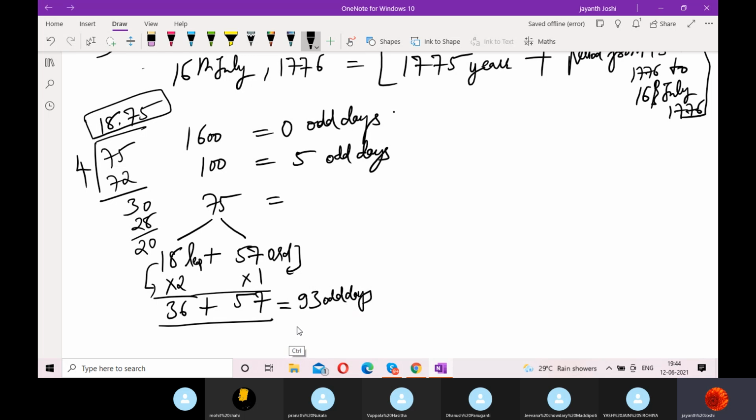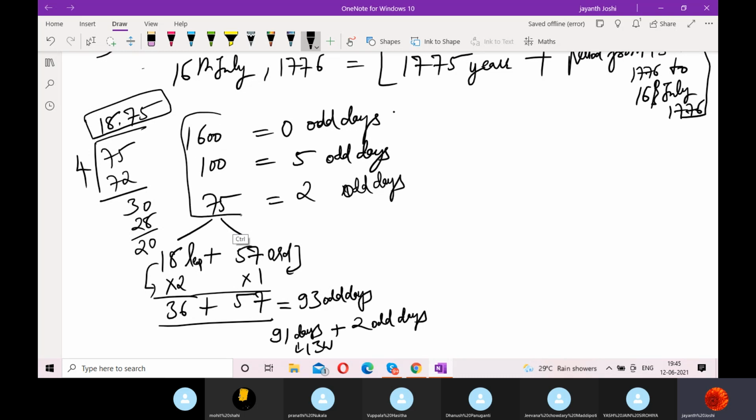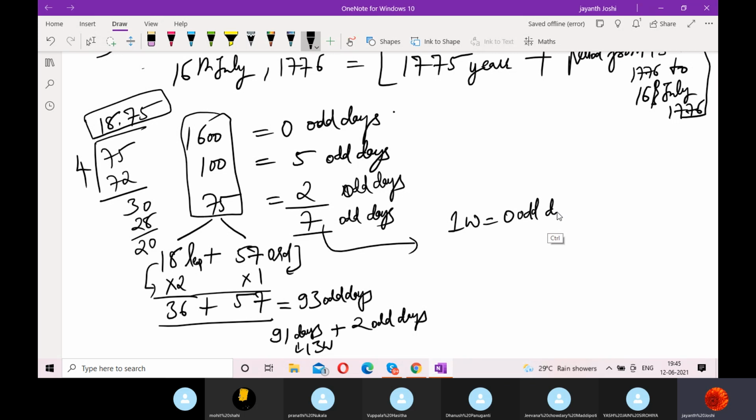You know 13 sevens are 91, and 91 days make exactly 13 weeks, plus how many odd days? 2 odd days. So now in 75 years there are 2 odd days. And what we will see in 1775 years, how many odd days are there combined? 0 plus 5 plus 2, 7. And now 7 odd days, definitely 7 days make 1 week, and 1 week is equal to 0 odd days.